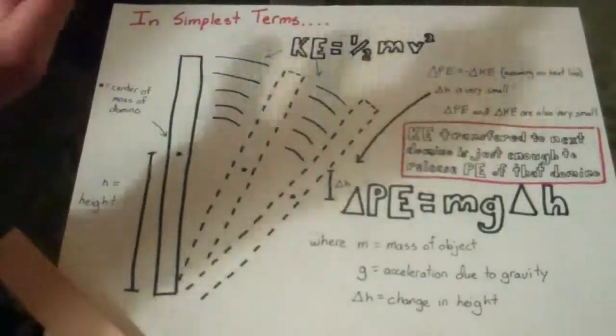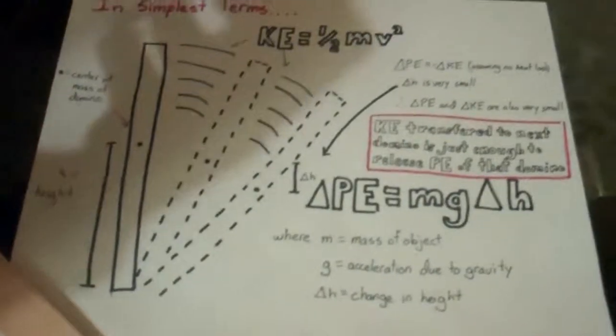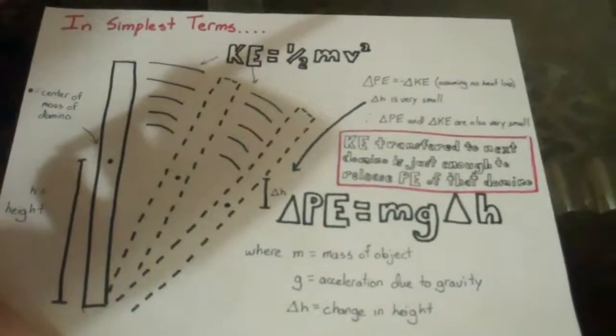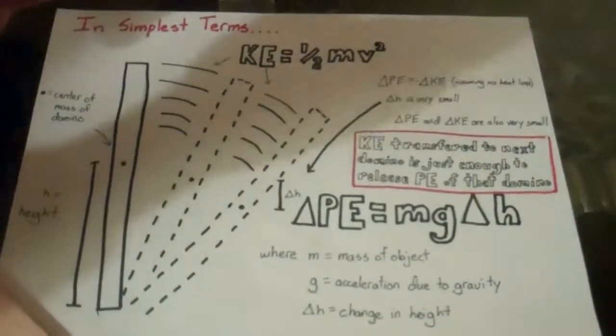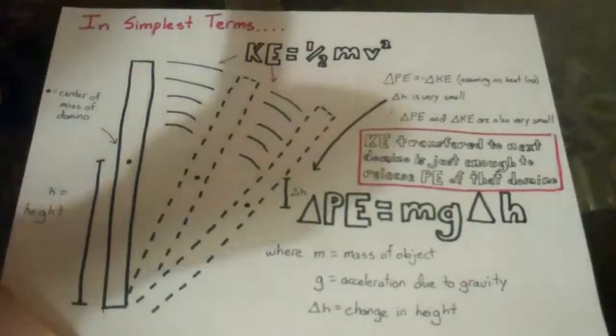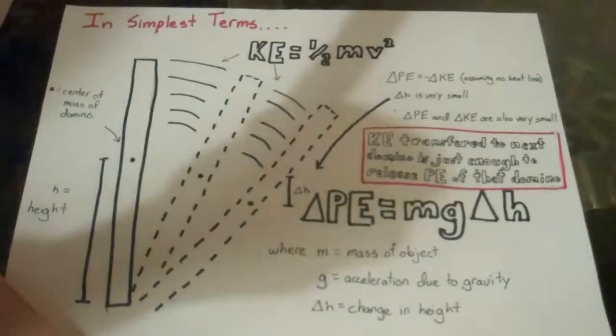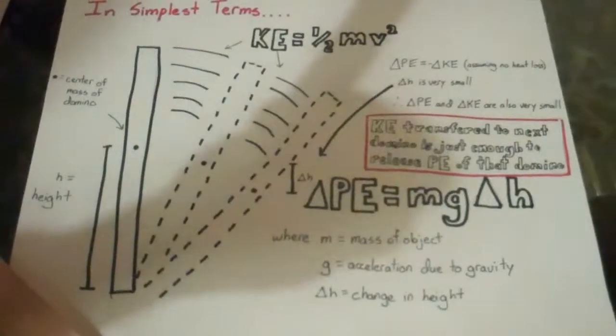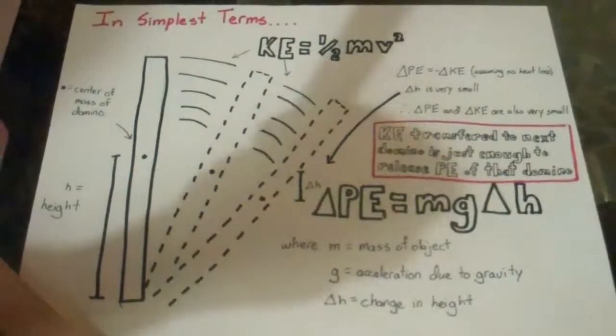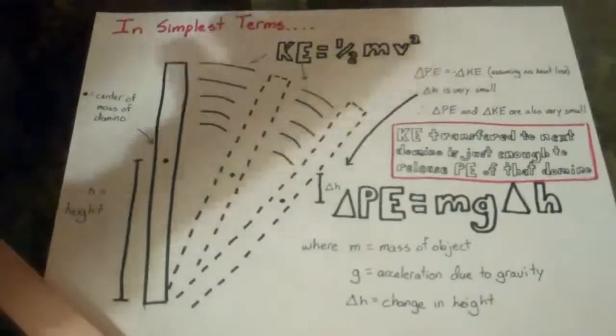So it's not really that the energy that the initial domino is given is transferred through the chain of dominoes, but rather it's enough energy to release the potential energy that is already contained within those sets of dominoes.